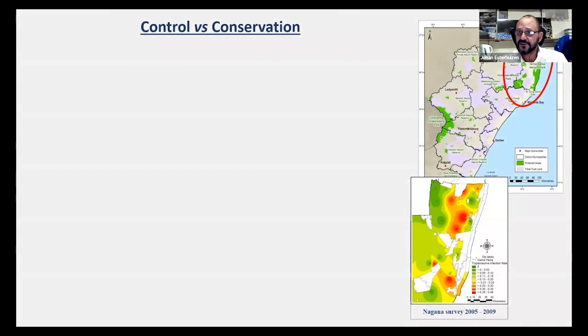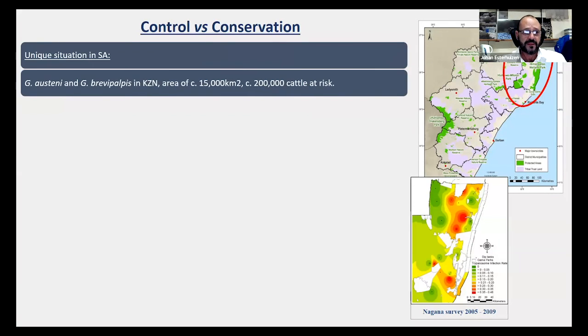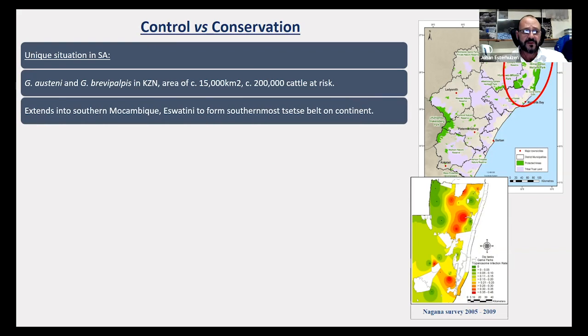Okay, so now, as I mentioned, an interesting situation in South Africa with control versus conservation. In South Africa, we only find tsetse flies in northeastern KwaZulu-Natal province, a fairly small area, about 15,000 square kilometers with 200,000 cattle at risk. Only 2 species, Glossina austeni and Glossina brevipalpis, and this extends into Eswatini and southern Mozambique to create the southernmost distribution of tsetse flies on the continent.